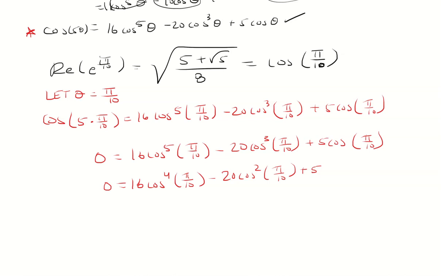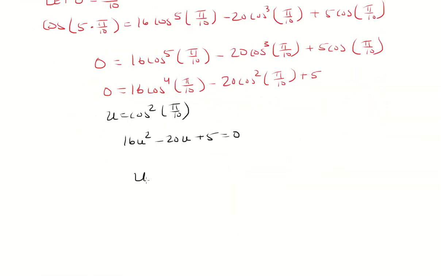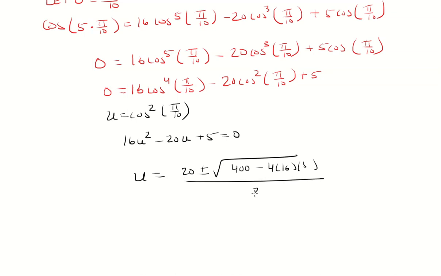So you can think of this, if you want, if you let u equal cosine squared pi over 10, that's 16u squared minus 20u plus 5 equals 0. So I'm going to let u equal, then we do opposite b plus or minus the square root of b squared minus 4ac over 2a. So that's 20 plus or minus, let's see, 16 times 5 is 80 times 4 is 320. 400 minus 320 is 80 over 2.